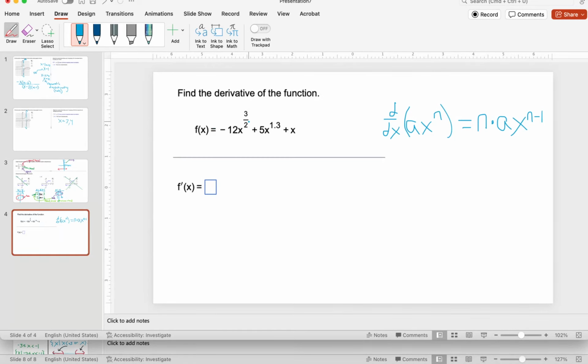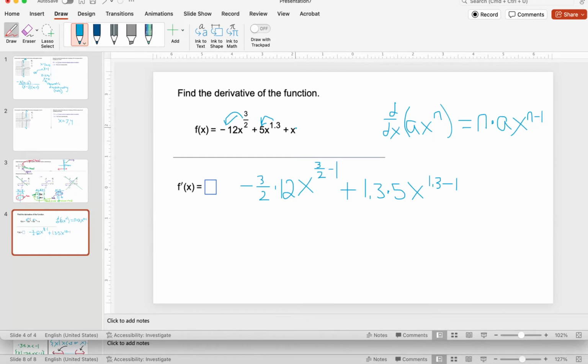So we're going to do that here for each piece. For this, this goes to the front. I'm just going to put the negative in the front, but it's 3 over 2 times 12, okay? And then we're going to do x to the 3 halves minus 1. This is why I had y'all do the fraction practice in case you have trouble with this part. Plus, and then the 1.3 comes to the front. We're going to do that one as well. So 1.3 times 5 times x to the 1.3 minus 1. So we do the subtraction.